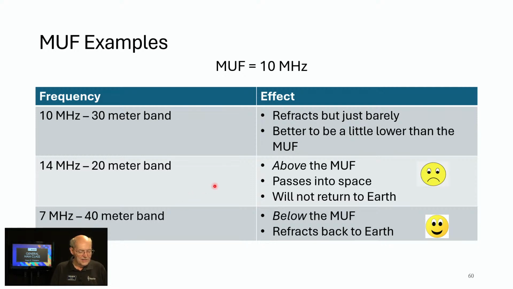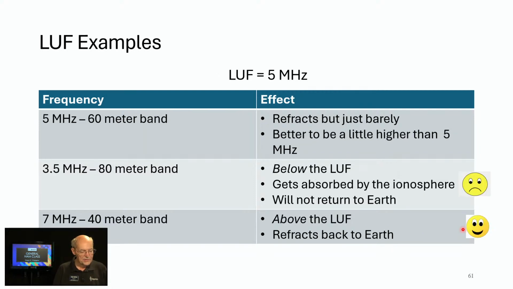Now, if we're above the maximum usable frequency, like if the maximum usable frequency is 10 megahertz, a 14 megahertz signal would be above the MUF, and it'll just pass into space. It won't return to Earth. Therefore, we will have a sad face if we try to operate on the 20 meter band when the maximum usable frequency is 10. However, if we go to 40 meters, 7 megahertz, we're below the maximum usable frequency. We will refract back to Earth, and we can have a happy time on that band. So these are some examples of maximum usable frequency.